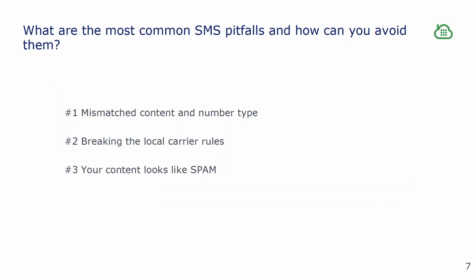What we're going to cover now are some of the common pitfalls that happen and how you can avoid them. So starting with mismatched content and number type. Then talking about some of the local carrier rules. And then really digging in a little bit further into content that might look like spam, dreaded spam.